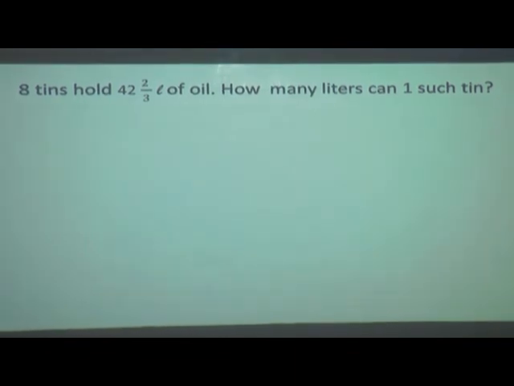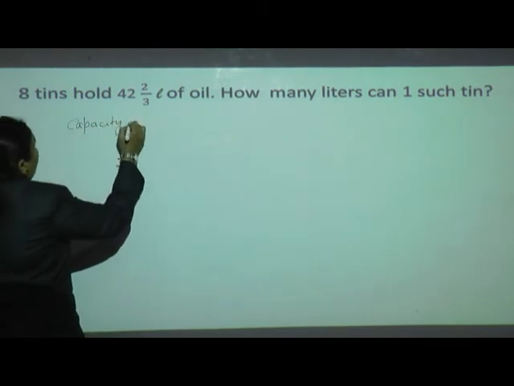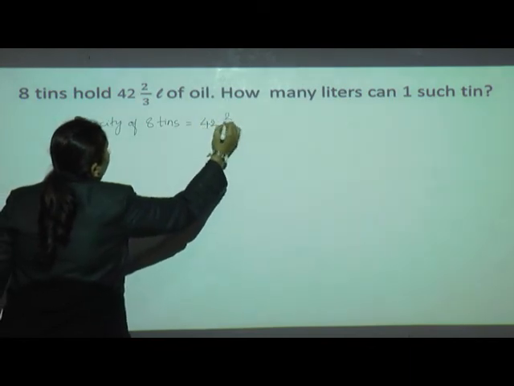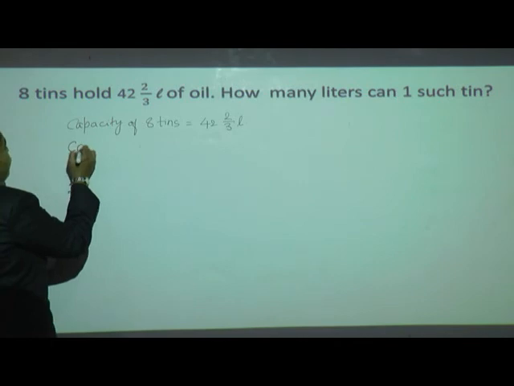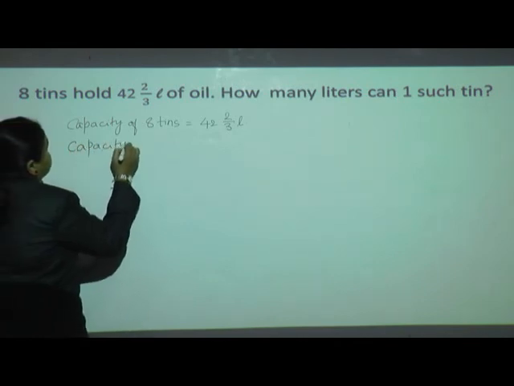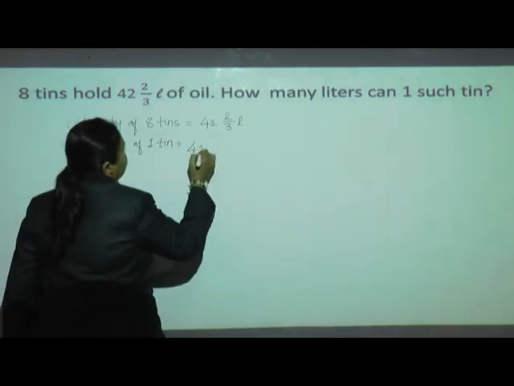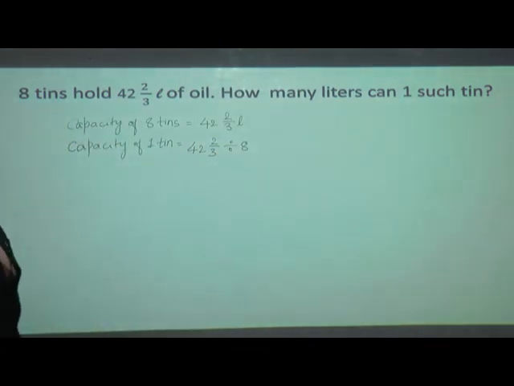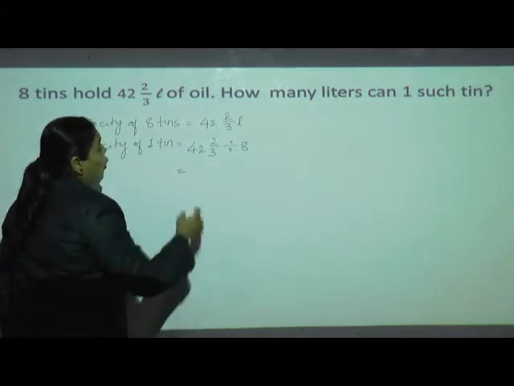The capacity of 8 tins is equal to 42 whole 2/3 liters. How many liters can one such tin hold? Capacity of one tin is equal to, we have to divide, so 42 whole 2/3 divided by 8. So we can find out how much oil one tin will hold.